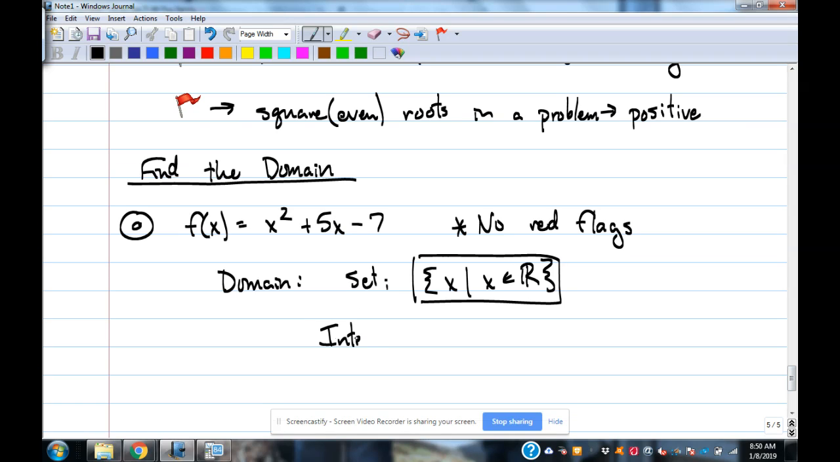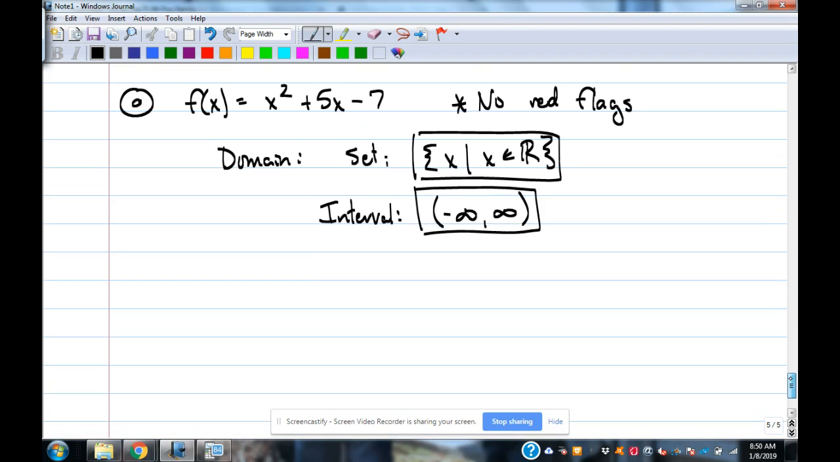Interval notation is from negative infinity to positive infinity. These both say the exact same thing. Okay? We want to learn both forms. We use interval notation for several things in here, so we need to start learning interval notation as we go. Set notation is probably what you've dealt with in Algebra 1, Algebra 2, and geometry. We're going to start picking up that interval notation. All right.